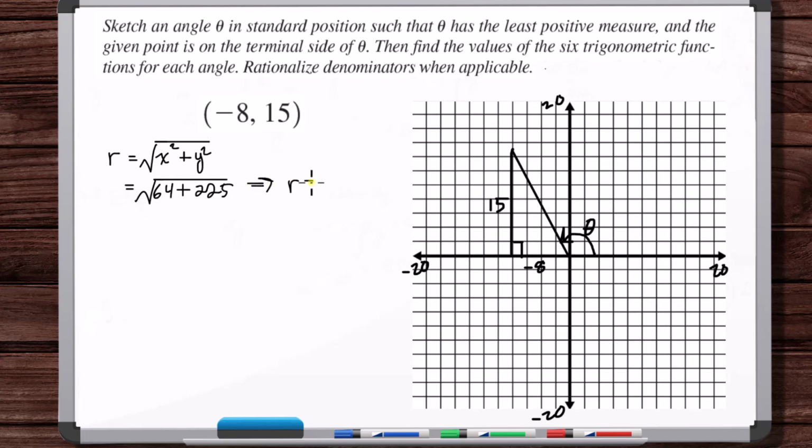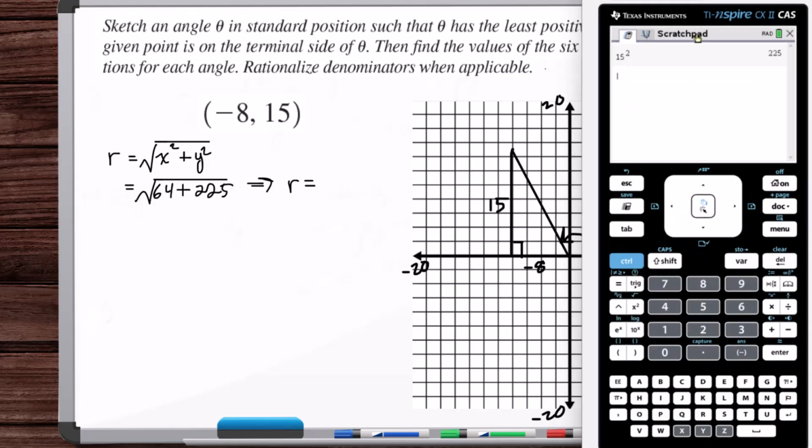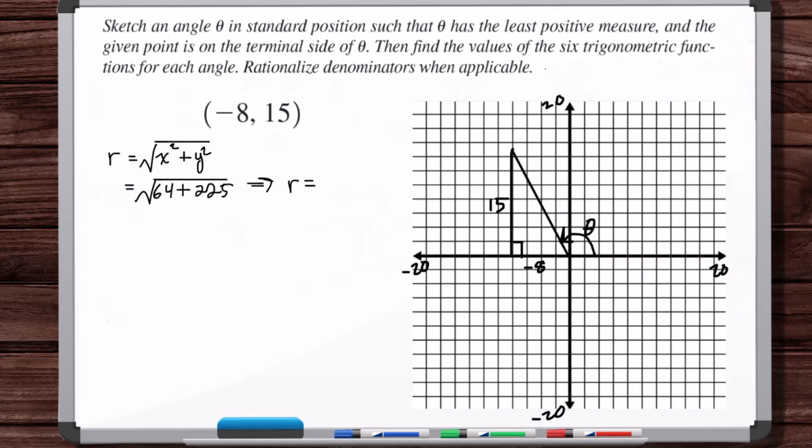So r is equal to the square root of 64 plus 225, which is 17. So this is 17. All right, so what is sine theta? Come to the angle in the right triangle, the acute angle where the vertex is the origin, and do SOHCAHTOA. So opposite over hypotenuse, that's 15 over 17.